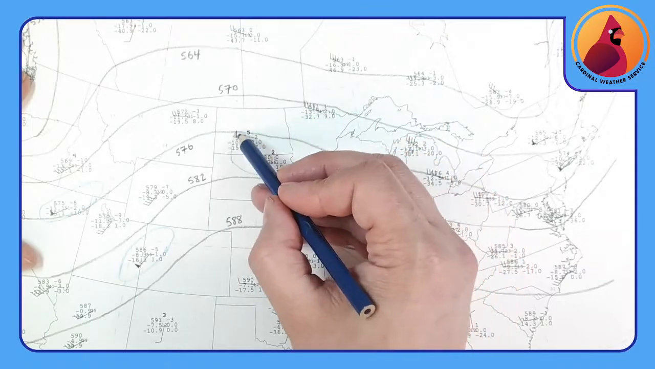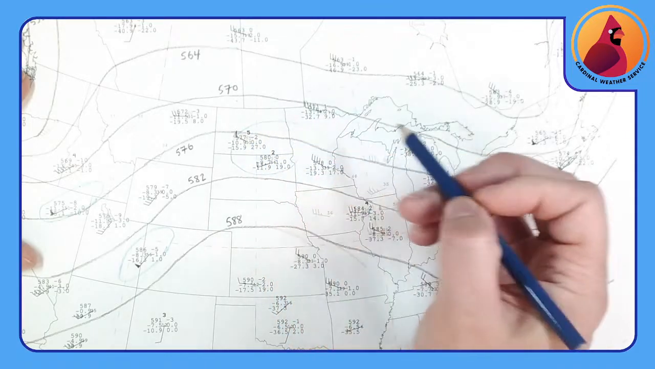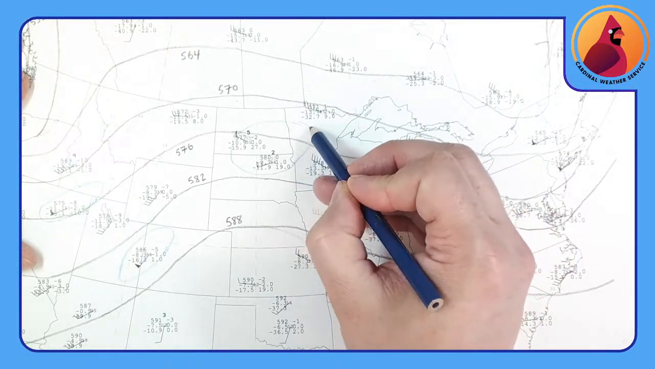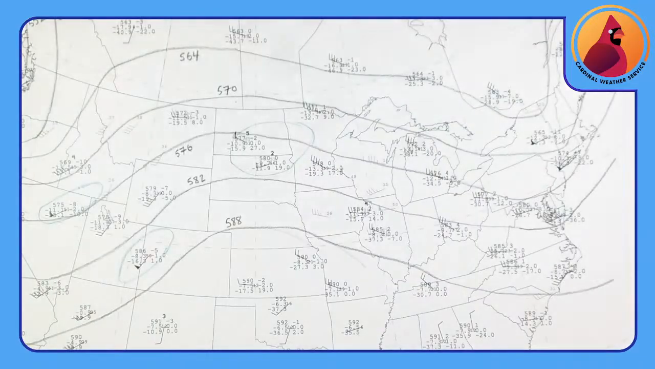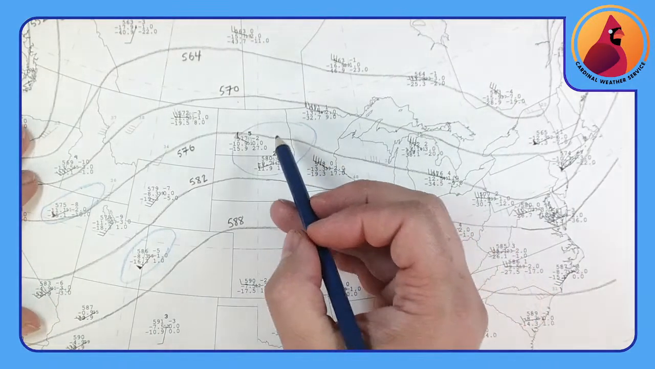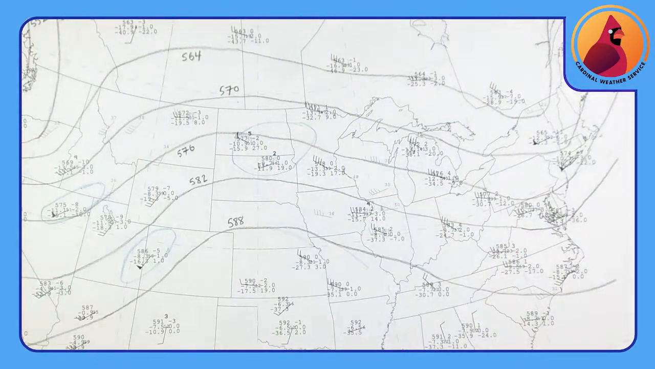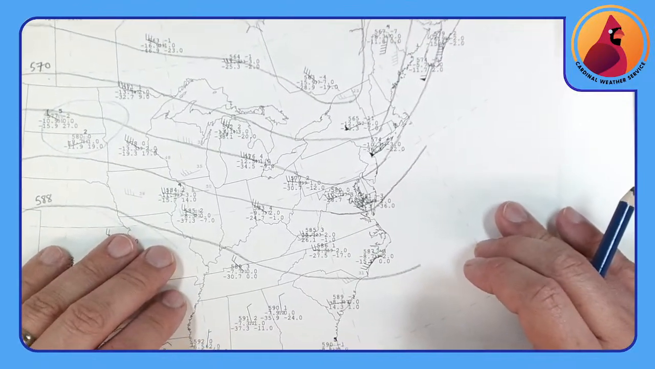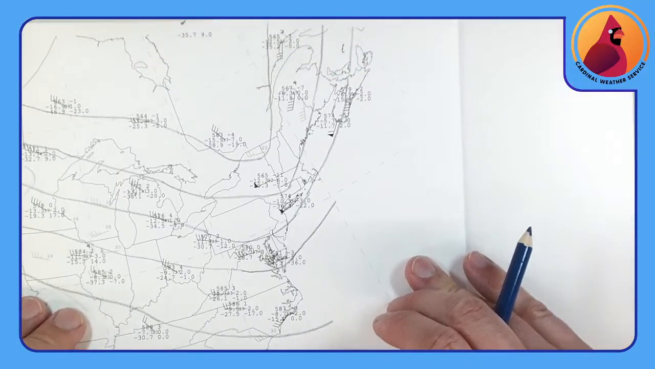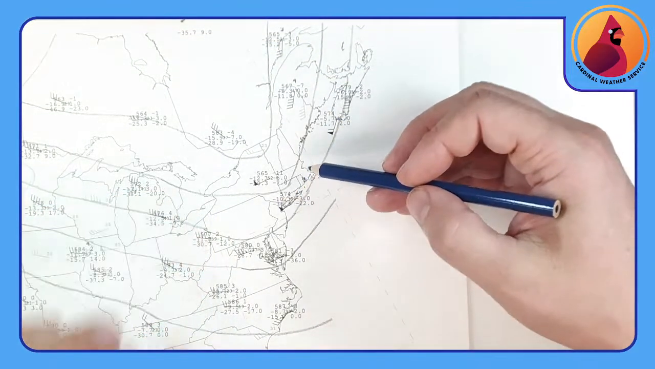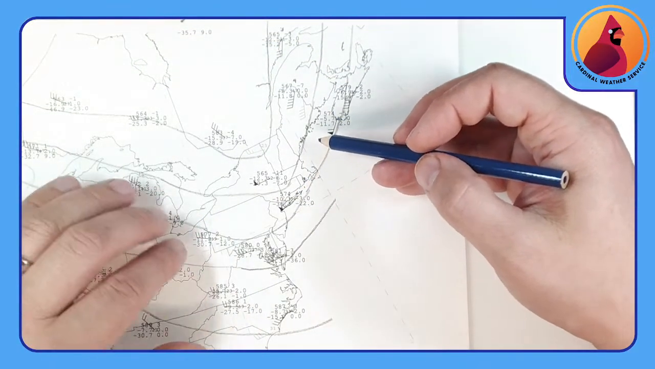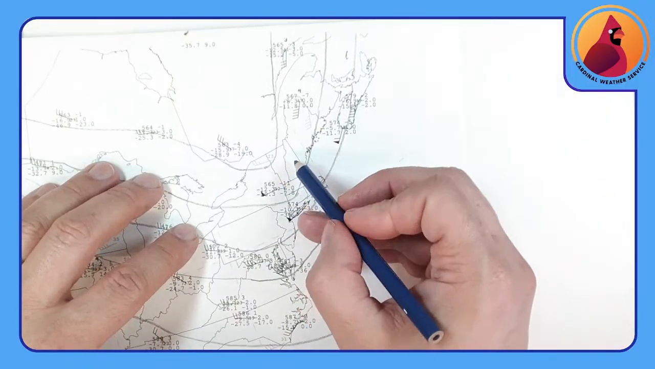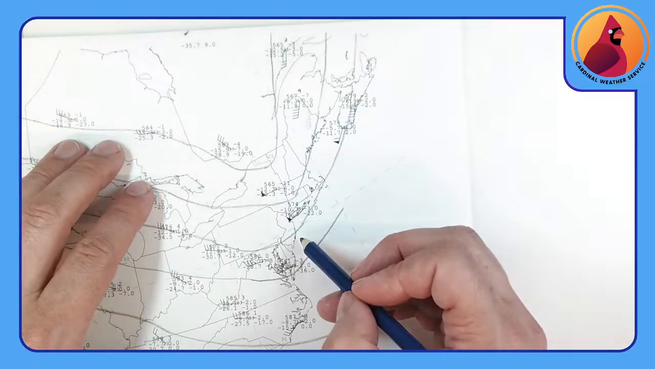Here's 47, so I'll extend it up towards that. Maybe something like this. I'll come back around later and shape that up a bit. And then right here is our last area where we would consider some contours for winds.